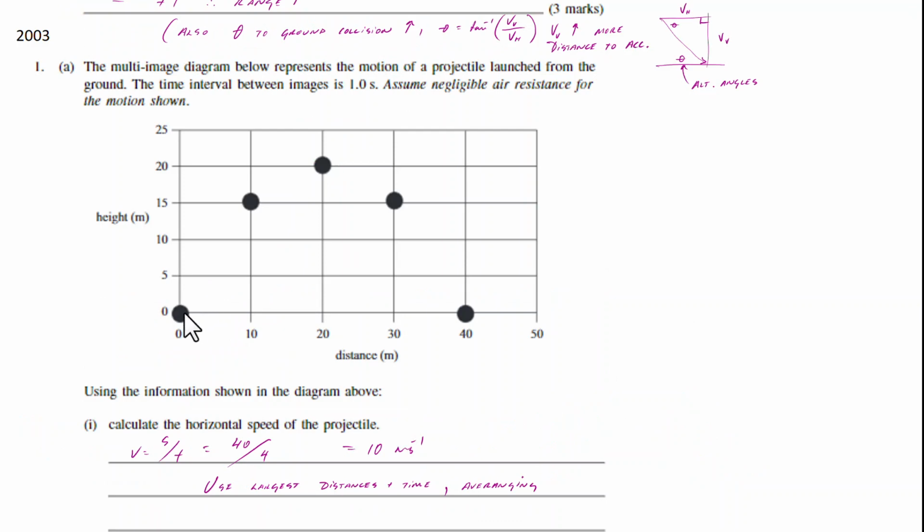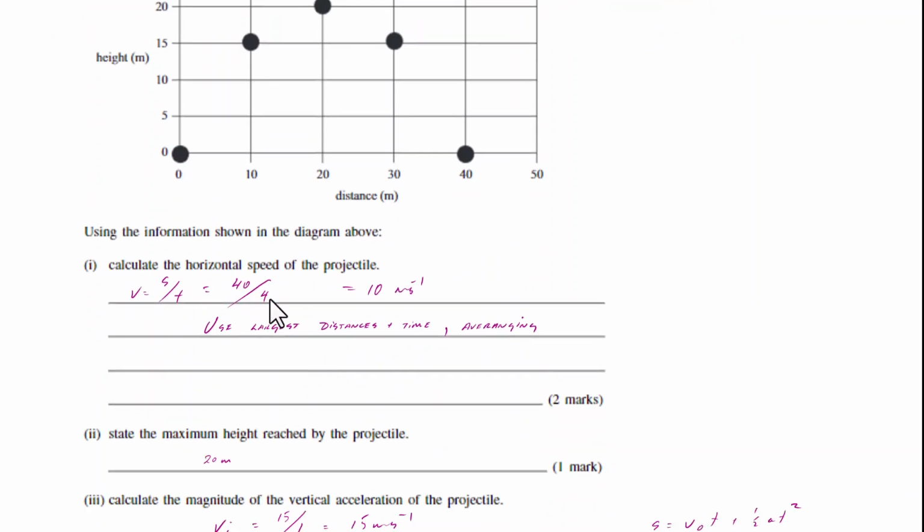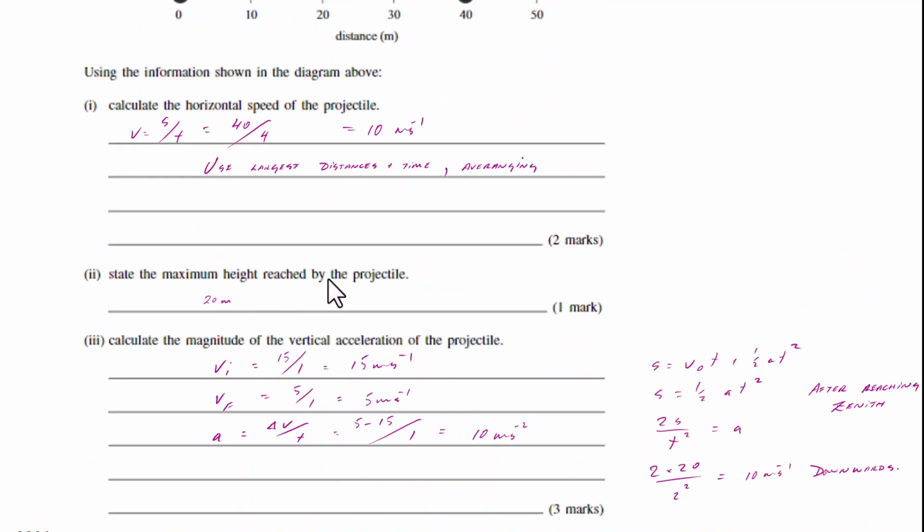Alright, so in this question here we've got the multi-image diagram of the ball showing that parabolic path. The time interval between here is actually 1 second. Alright, so calculate the horizontal speed of the projectile. Now you could simply just do 10 divided by 1. However, that wouldn't be best practice to average over the whole lot. You'd do 40 divided by the intervals, so 1, 2, 3, 4. So then it'd be 40 divided by 4, which gives you 10 meters per second. So that's best practice.